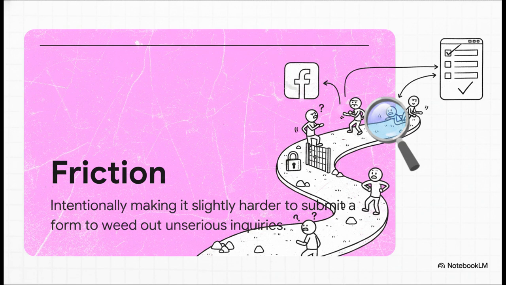Well, it's because adding a little bit of friction is one of the absolute best ways to improve the quality of your leads. By making someone stop and actually type out an answer instead of just mindlessly clicking, you weed out all the tire kickers. The people who actually complete the form, they're way more serious.